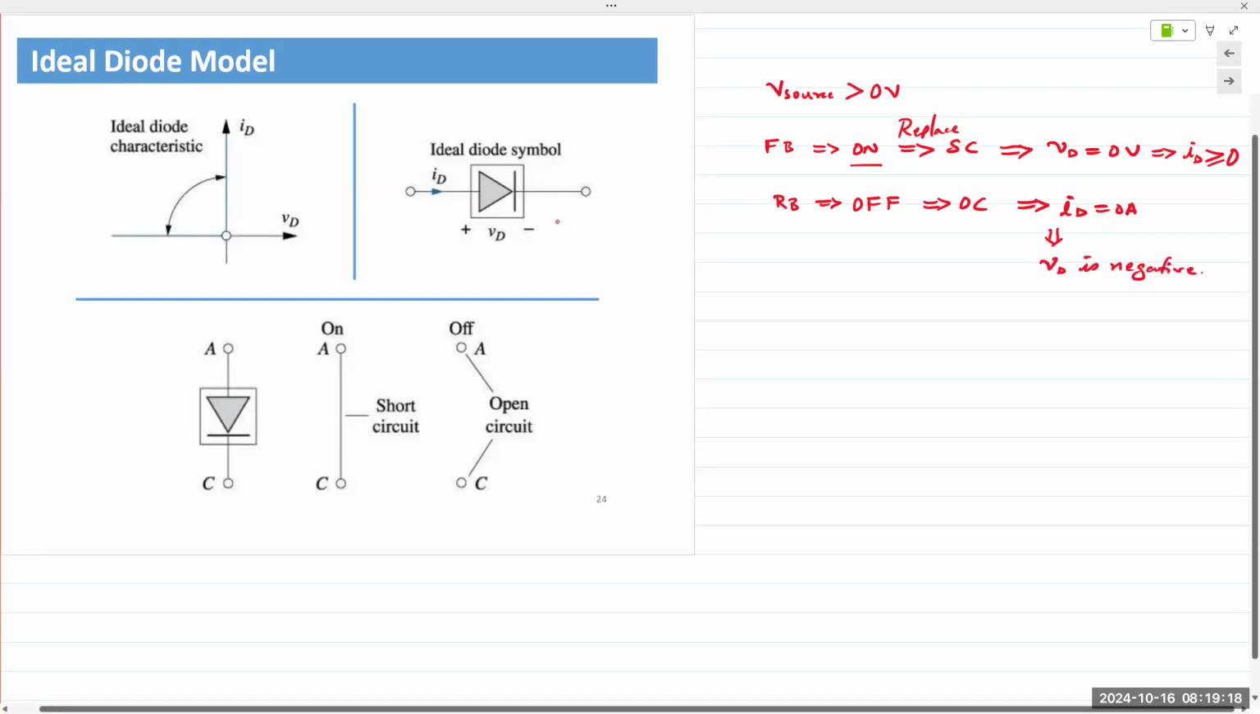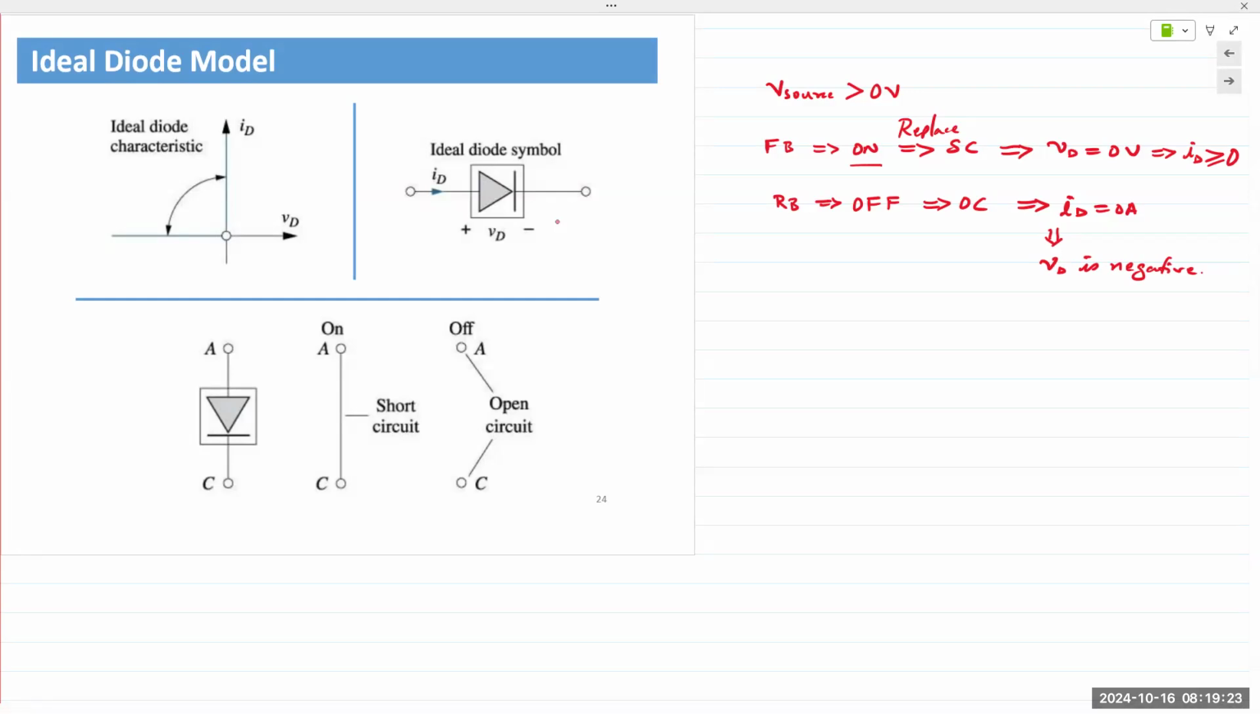When we state VD, always understand that we always take the anode as the positive reference. Okay? Diode voltage is always measured at the anode with your reference at the cathode. Anode is always the positive reference. So VD is negative means the anode is at a negative potential with respect to the cathode.